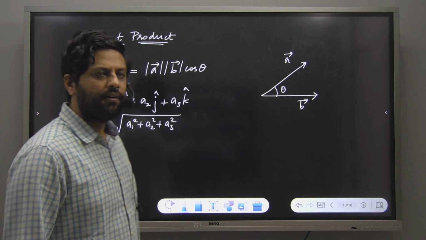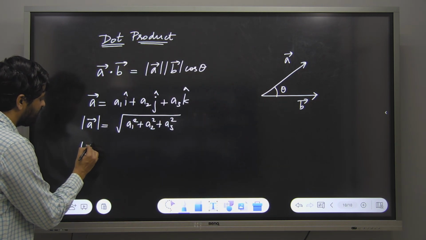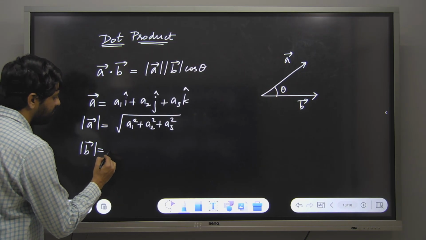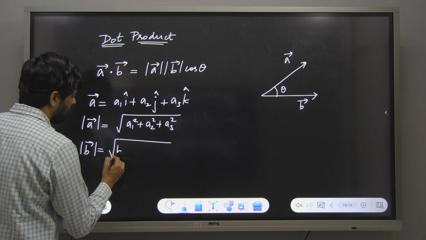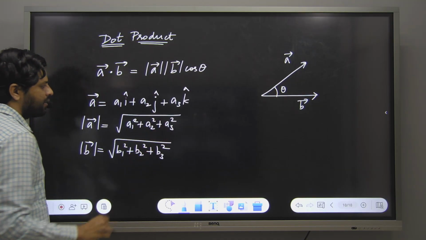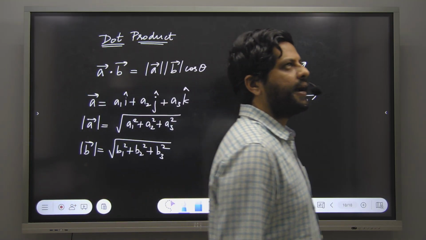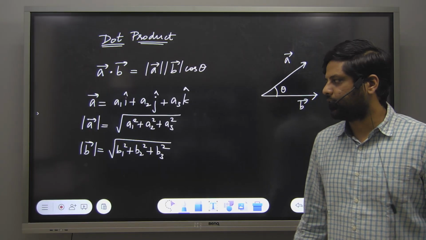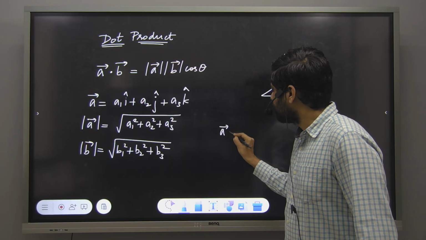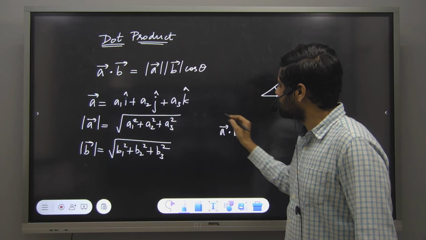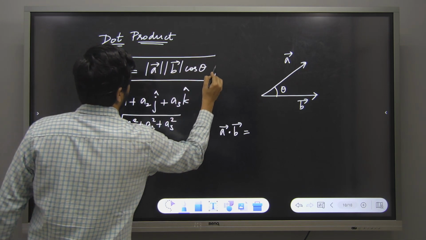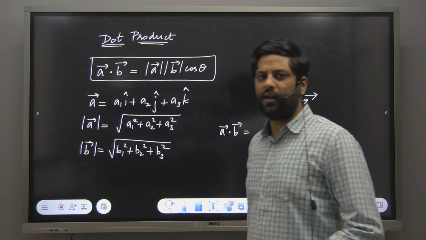Same way, what about the magnitude of vector B? It is the square root of B1 square plus B2 square plus B3 square. Correct? This is what we mean by magnitude. Now I can write A dot B in component form also. This is one formula: magnitude of A into magnitude of B into cos theta.